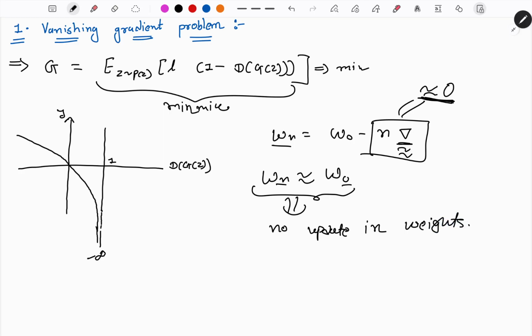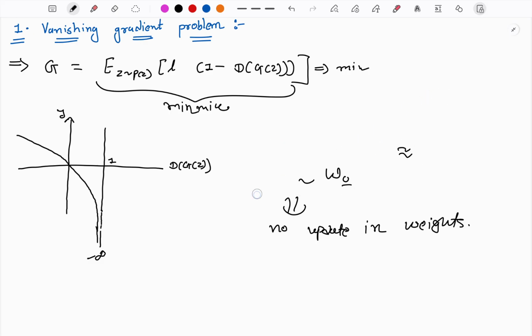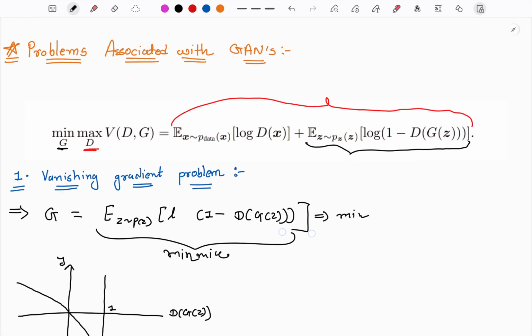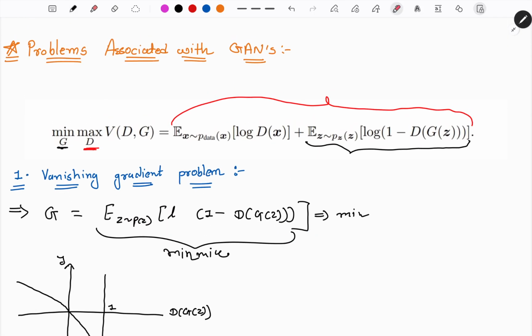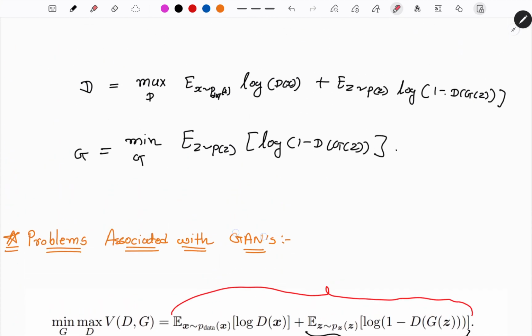If no weights are updated, the neural network will not train at all, and that's the problem of vanishing gradient. So let's discuss how the vanishing gradient problem occurs in our generative adversarial networks, GAN. While training the discriminator, this is our loss function, but for the generator, this is the loss function.